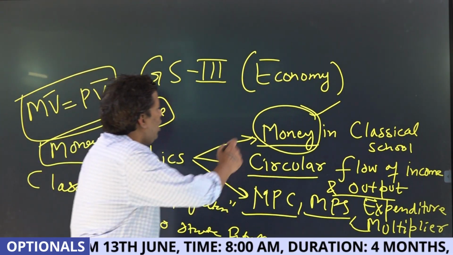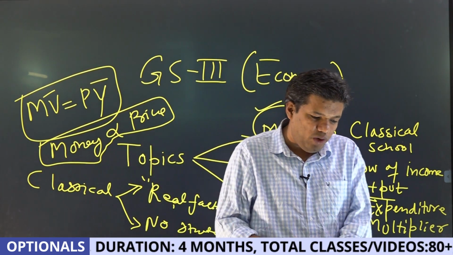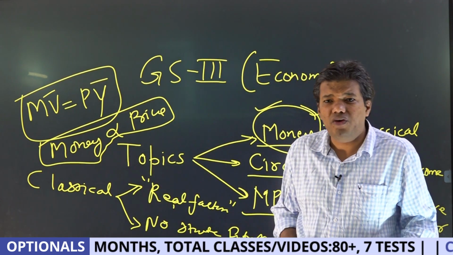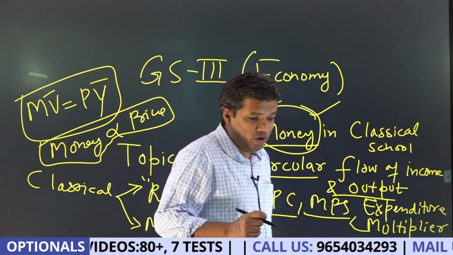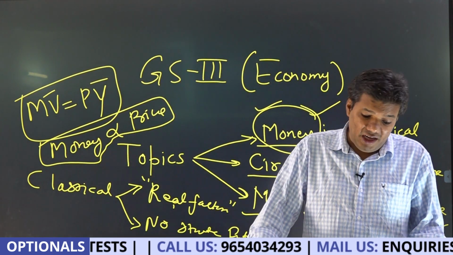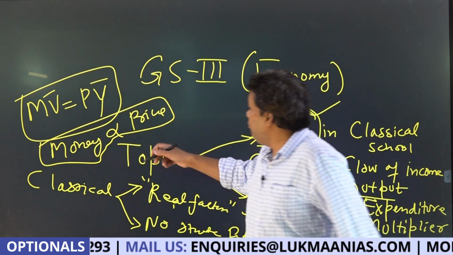What I will do is read a paragraph from one of the papers, and through this you will understand the role of monetary policy and money in the classical school. Please listen carefully. It says: in the classical system, the quantity of money determines the price level, as we have seen already.